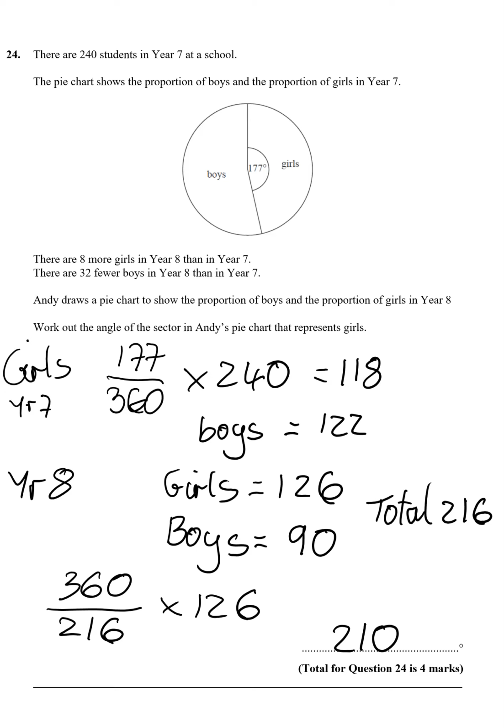So we worked out the number of boys and girls in Year 7. We then adjusted it for Year 8, got our total, and worked out our angle on our pie chart.